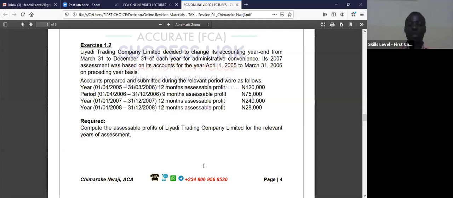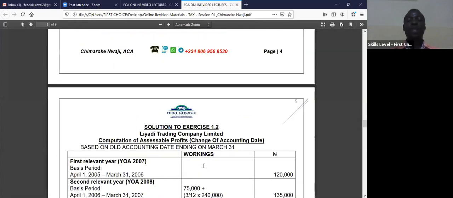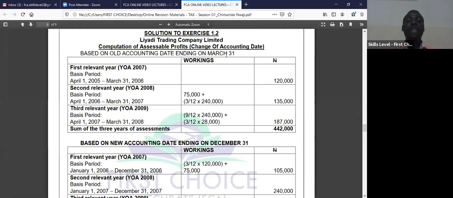So how do you do it? From your first relevant year, keep pretending that they never experienced a change. Keep working on the old accounting dates. You do your preceding year basis normally from the first relevant year of change, second relevant year of change, third relevant year of change. You add the figures together.